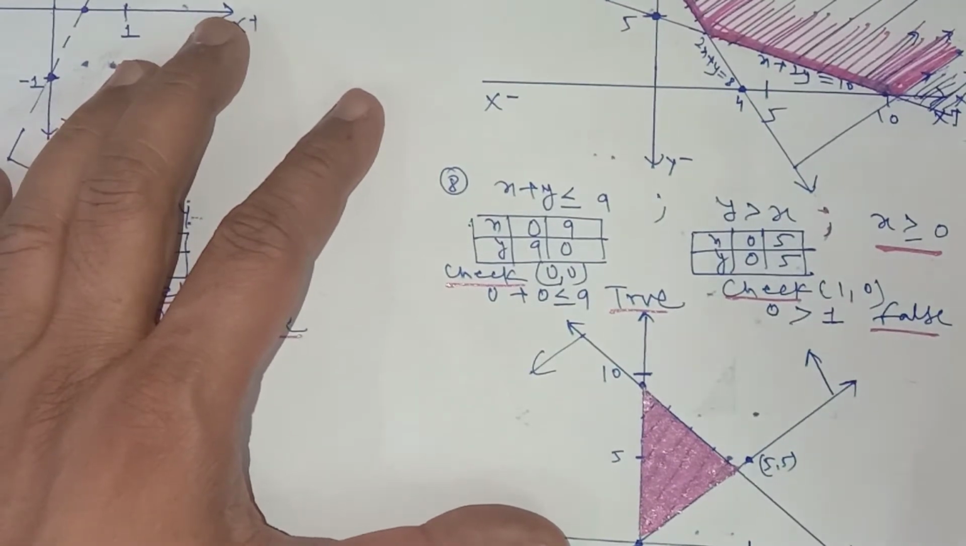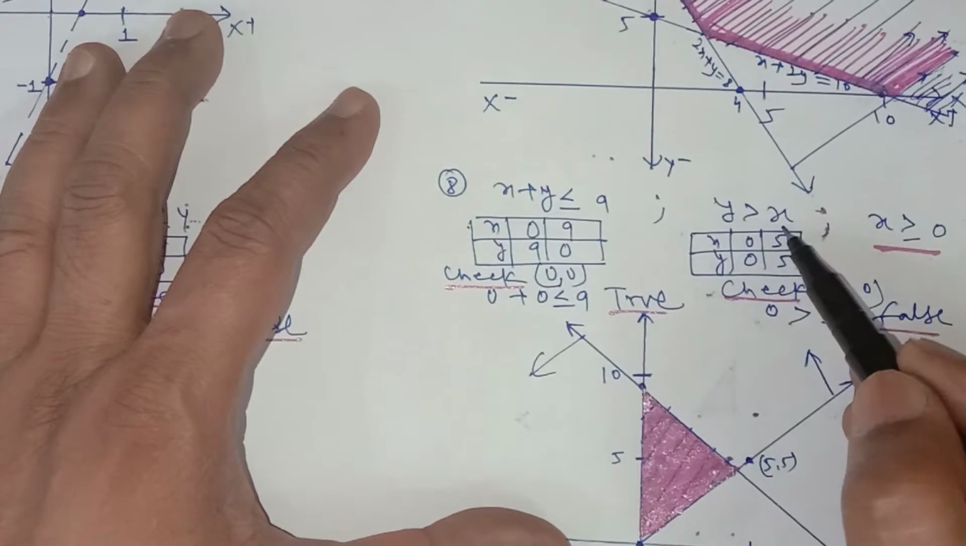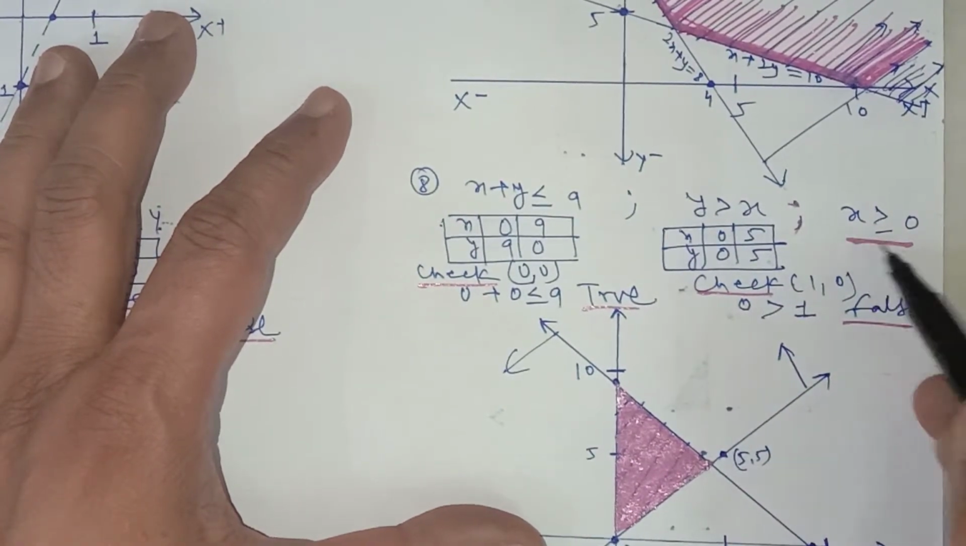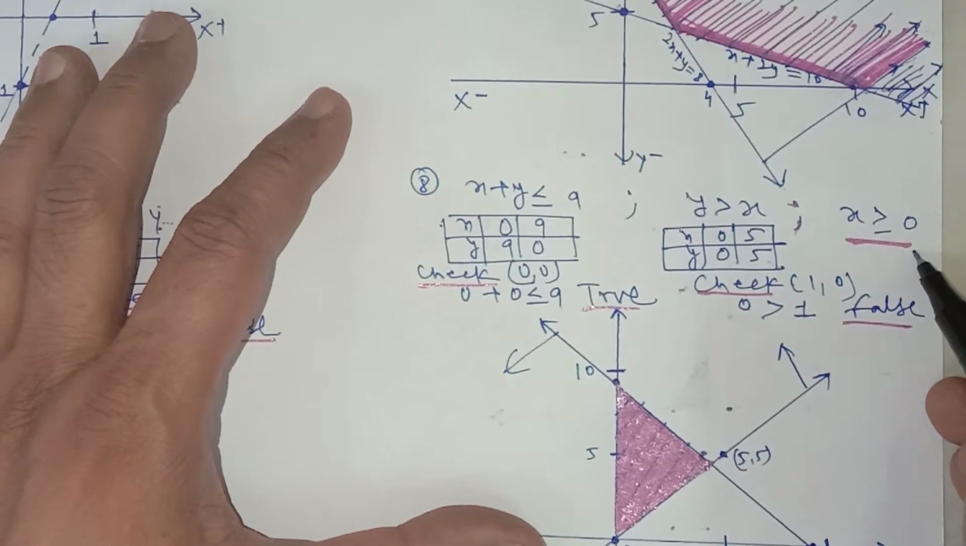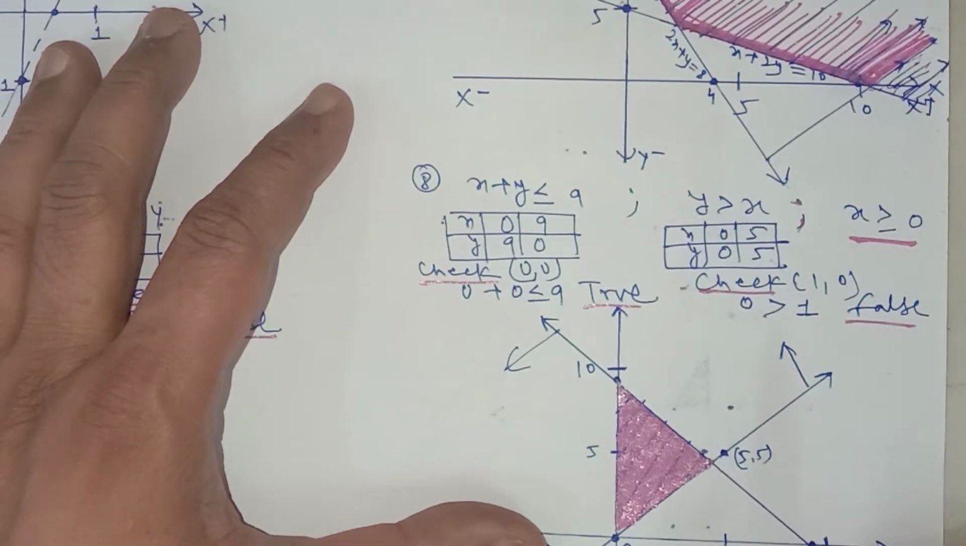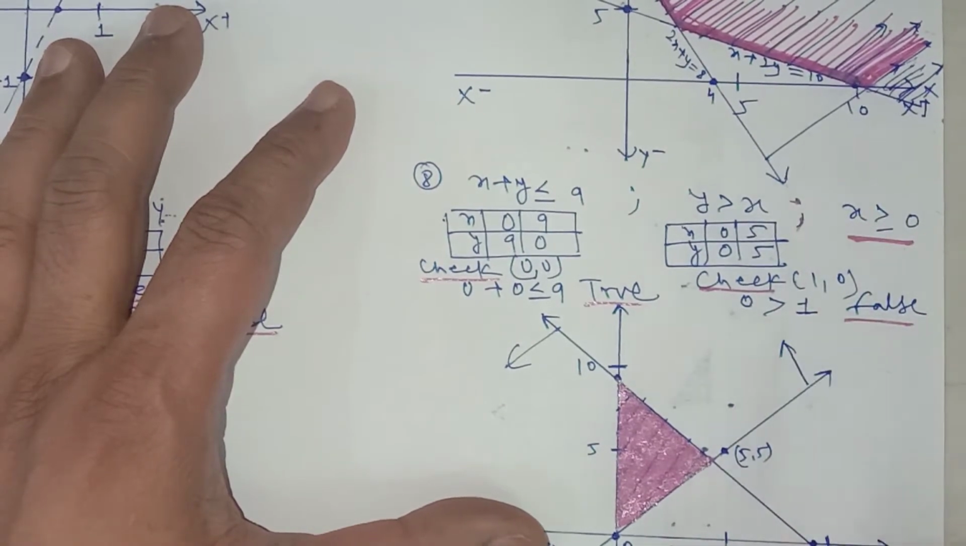Now in question number 8, we have x plus y less than or equal to 9, y greater than x, and x greater than or equal to 0. This is the first time it is coming. x greater than or equal to 0 means you have to mark the common shaded portion where x is positive. Now x is positive in which quadrant? In the first quadrant and in the fourth quadrant. You know that x is greater than 0 in the first quadrant and the fourth quadrant.